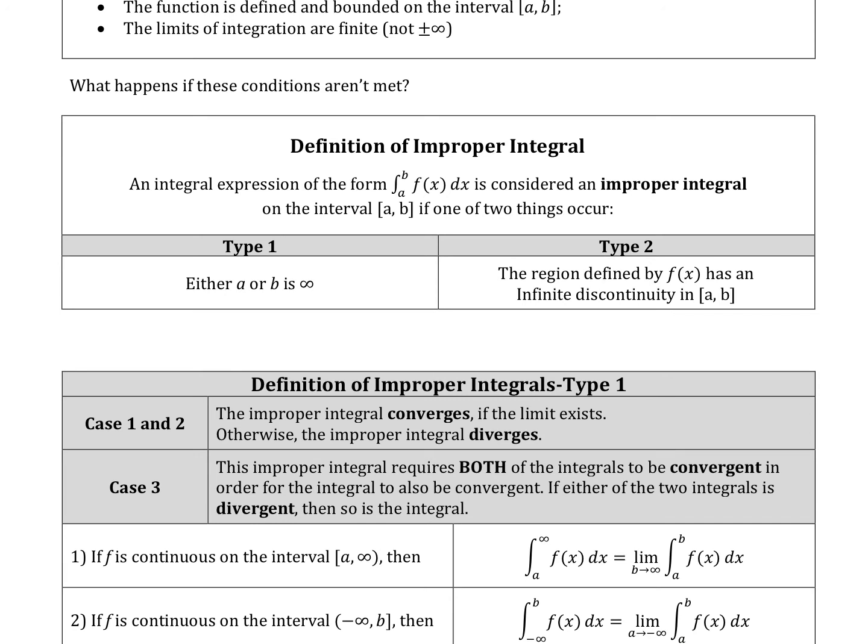For example, I'm not doing limits at the moment, the integral from 2 to infinity of f of x dx. Or if we had the integral from negative infinity to 5 of f of x dx. Or even the integral from negative infinity to infinity of f of x dx. These would all be examples of type 1 improper integrals. So one or the other bound is infinity or negative infinity.